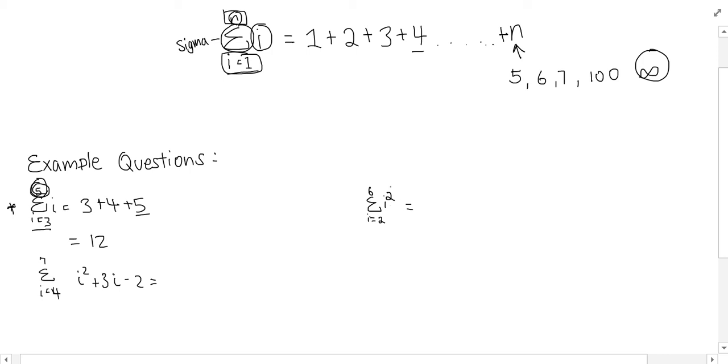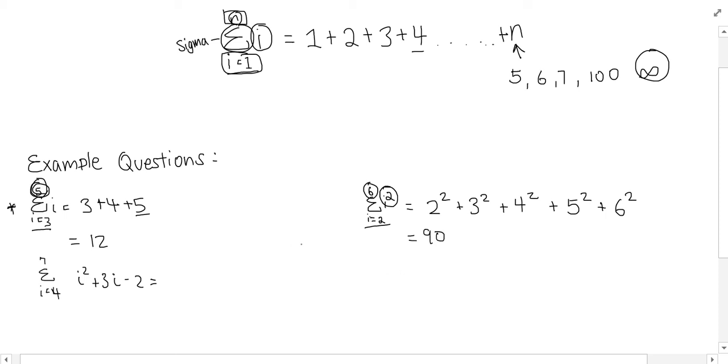This time our equation is i squared, but it's only a little bit more difficult, and we'll get into it right now, starting with identifying the first term. In this case, it is 2. The ending term is 6. So we have 2 squared plus 3 squared plus 4 squared plus 5 squared plus 6 squared. And that should give you the answer 90.